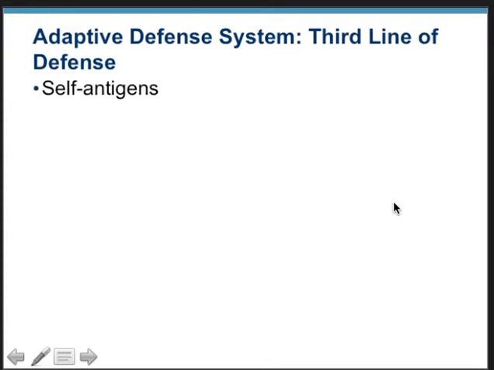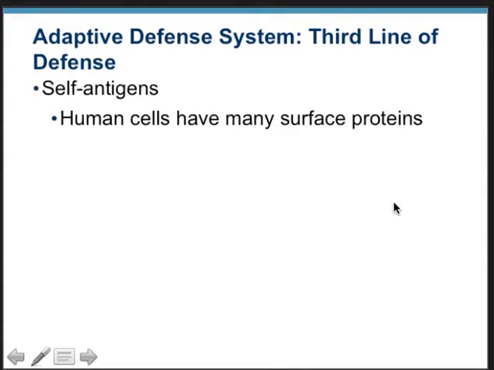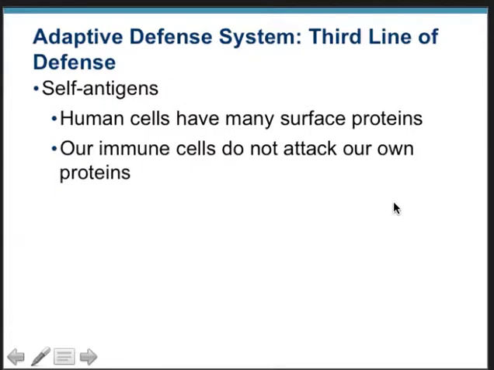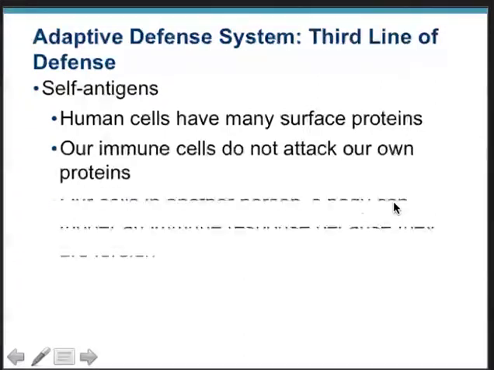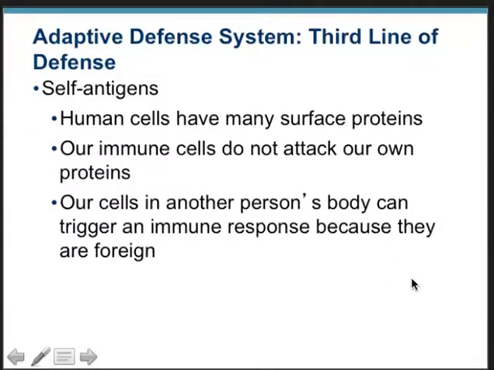Self-antigens are on human cells throughout the body, and they identify those cells as belonging in your body, and so the immune system will tolerate them. Okay, we don't normally attack our body's own surface proteins. Our cells in another person's body, however, could be attacked because the likelihood that you're going to randomly find an individual in the general population who's going to have the same antigen display as yourself is extremely remote. The one exception would be identical twins.